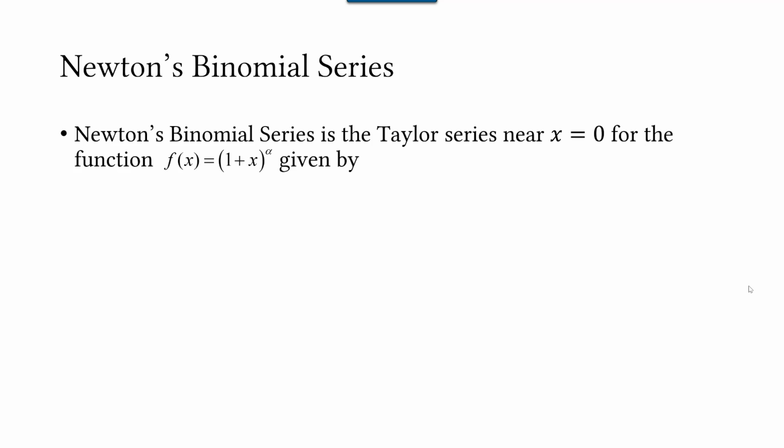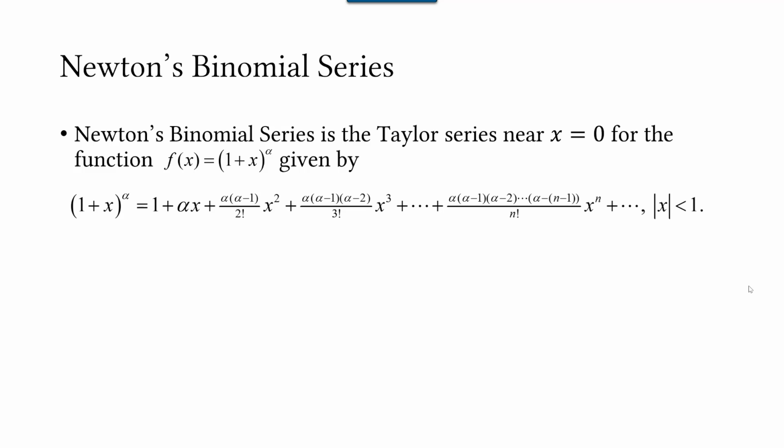So the binomial series is a Taylor series near x equals 0 for the function f of x equals 1 plus x raised to some constant power alpha. If you find the Taylor polynomial for this function and then extend it to a Taylor series, what you get is that 1 plus x to the alpha is the same as 1 plus alpha x plus alpha times alpha minus 1 over 2 factorial x squared, and so on.